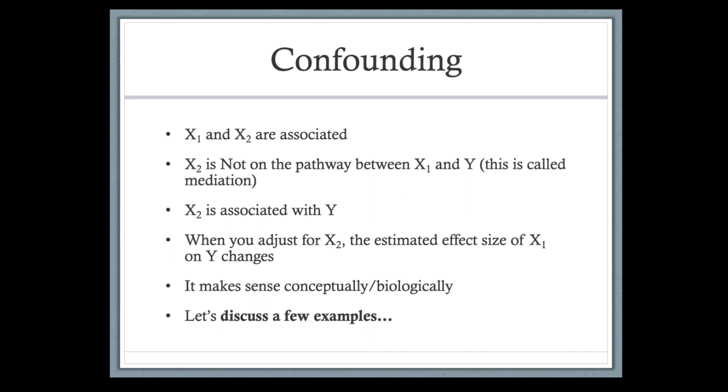So for a confounder, x2 should be associated with x1, but not with x1 causing x2. x2 is also associated with y, the outcome. Then what we'll see numerically is that if we include x2 in a regression model, if we adjust for that confounder, the estimated effect of x1 should change. The variable should make sense conceptually or biologically as a confounder. So we'll take a look at a few examples and see if these make sense conceptually.